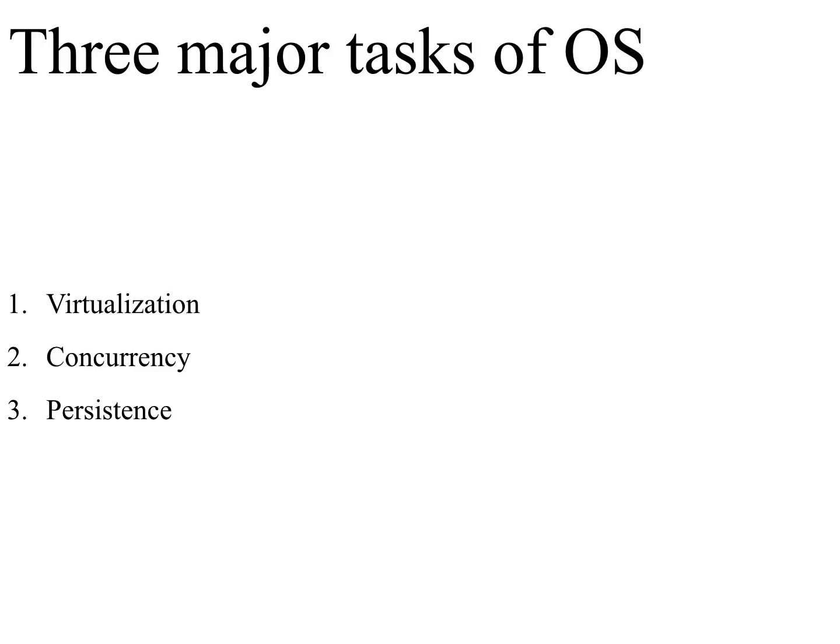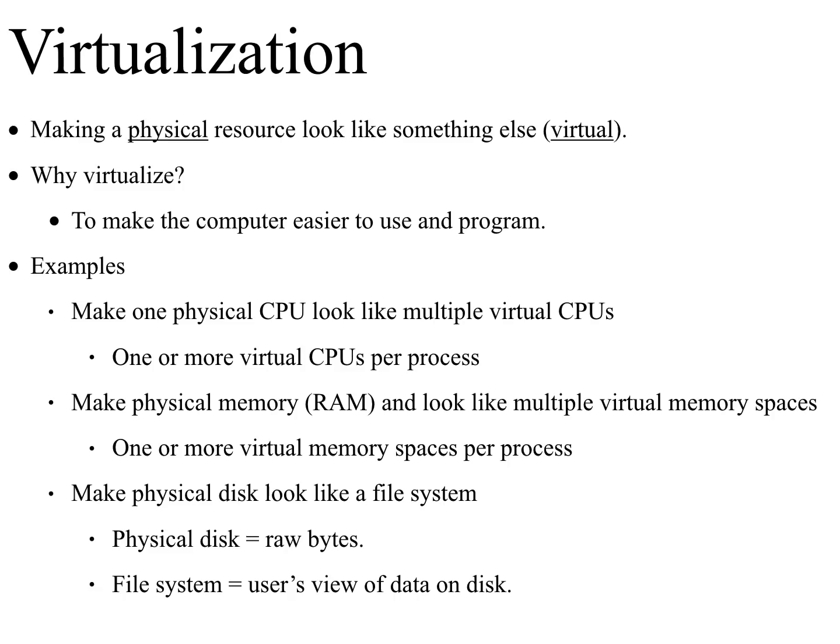Now we will take a higher level view of the functions of an operating system. The three major tasks of an OS can be categorized as virtualization, concurrency, and persistence. Now we will take a look at each one of these in somewhat more detail. First we start with virtualization.